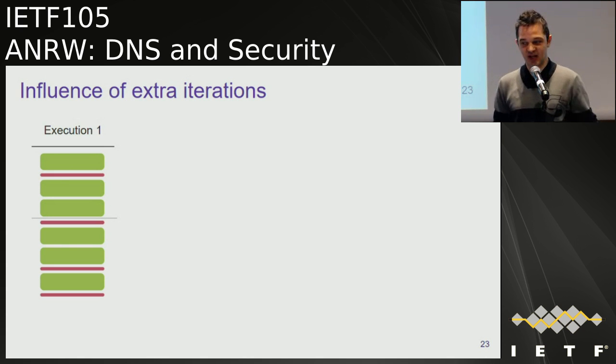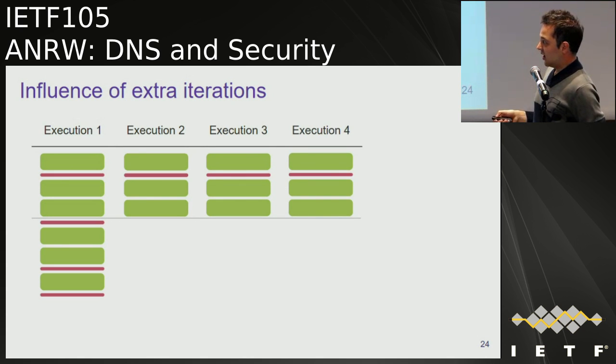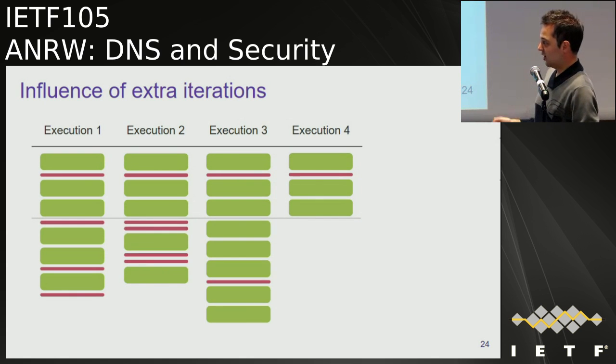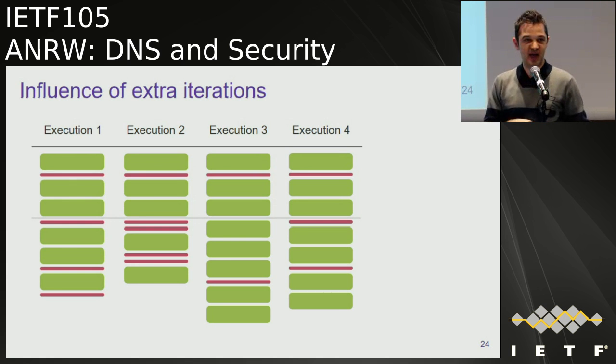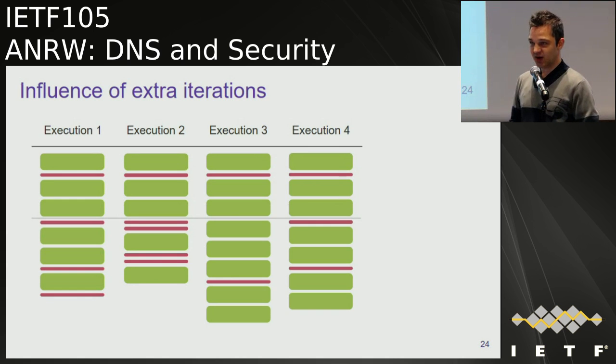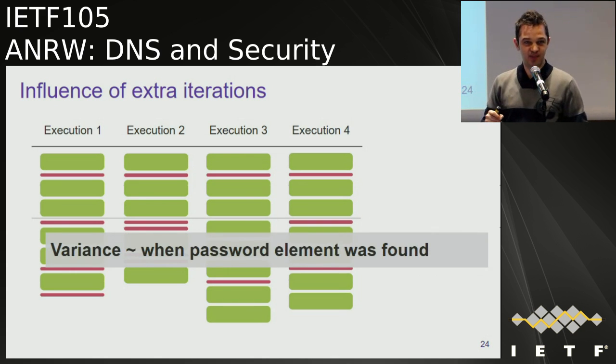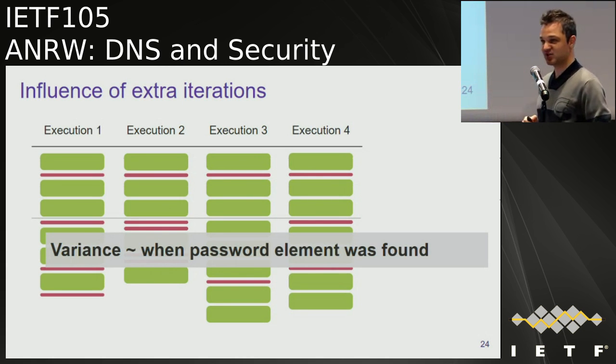If you now execute the algorithm again, we always have that the first iterations are identical because they're based on the real password. But these extra iterations use a random password. So each time we also get a random amount of extra time that is being added to the execution. But even with this, it leaks sensitive information, because now the variance of the execution time depends on when the password was found.